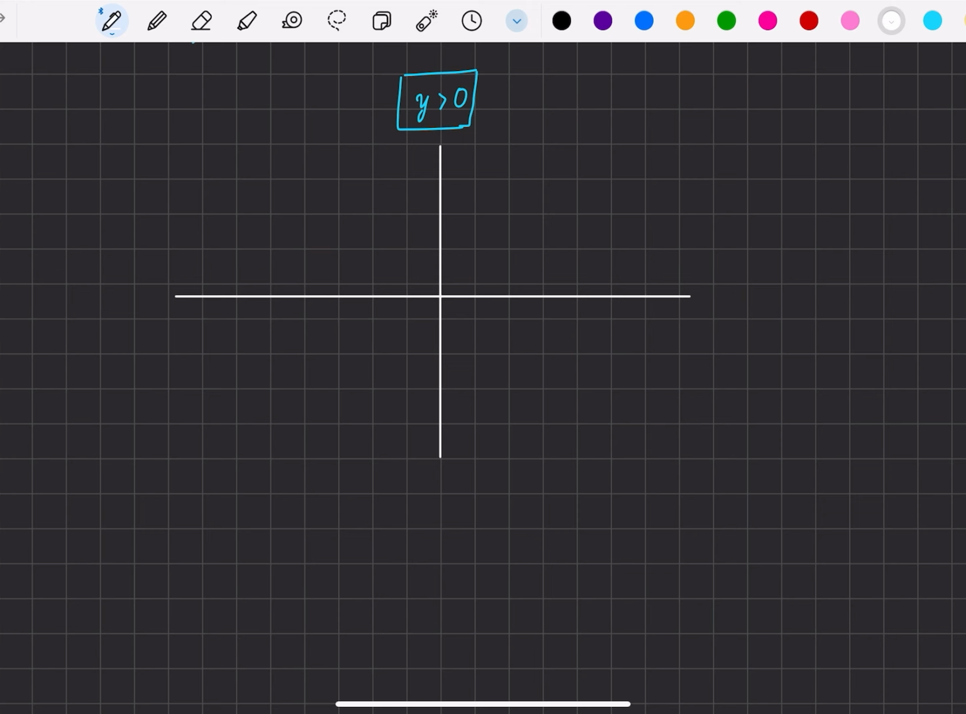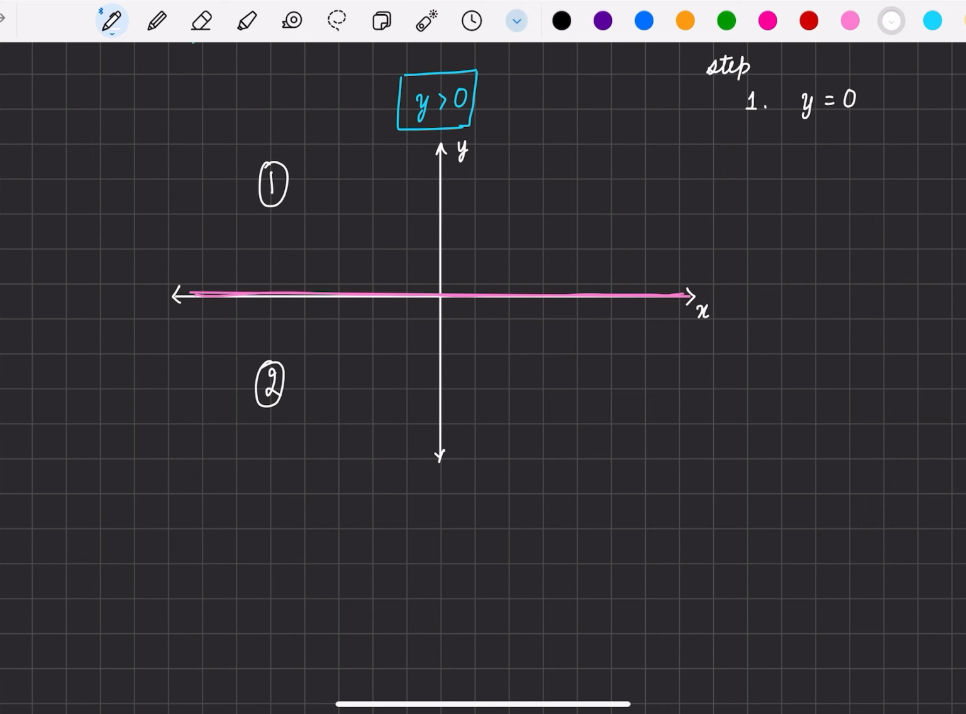Here we have y greater than 0. To solve this, the first step is to solve the equation y equals 0. The equation y equals 0 is basically this line. I'll label the coordinate axis for your convenience. So we know that the line y equals 0 is this. Now any given line divides the whole plane into two parts. This is part 1 and this is part 2.